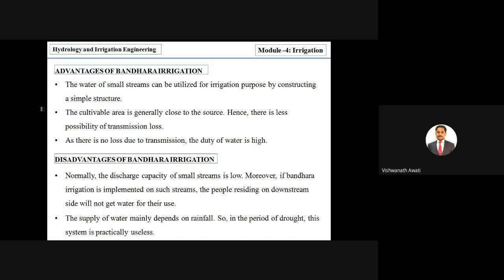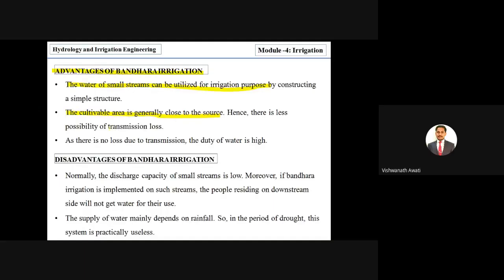So, the advantages of Bandhara irrigation. First one is, water of a small stream can be utilized. The water of a small stream can be utilized for irrigation purposes, right? Then the cultivable area is generally close to the source, hence the transmission loss is less. And due to the less transmission loss, the duty of the water is high.